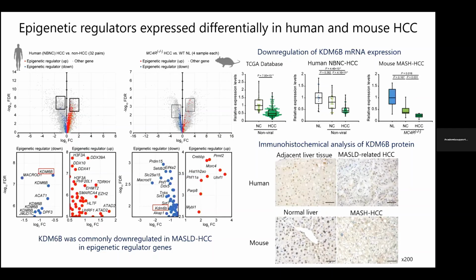Using our datasets, we analyzed the expression levels of epigenetic regulator genes between human and mouse HCC with metabolic disorders. As shown in the volcano plots, KDM6B was commonly downregulated in metabolic HCC at mRNA levels as well as protein levels in the cancer cells of HCC.